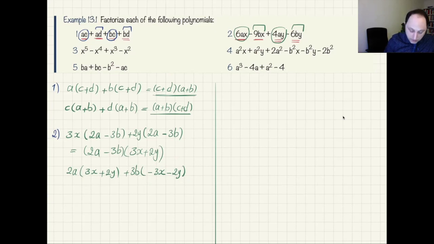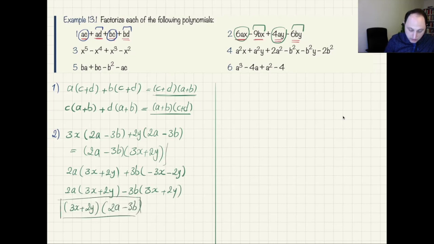So what I'm saying is that you could just write this one, but instead of pulling 3b out from the second group, I can pull minus 3b out. Then what will be left here? It would be positive 3x and then positive 2y. So this is still good, yes, because I can factor 3x plus 2y out now, and then I will have 2a minus 3b. So you see that this grouping is also successful because it gives me the correct solution.